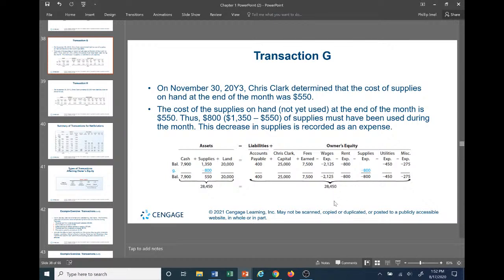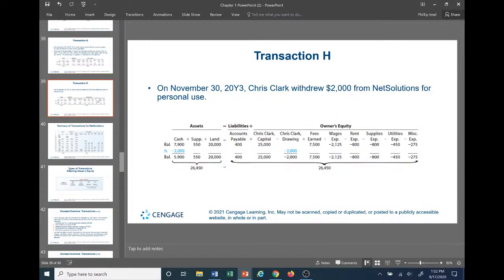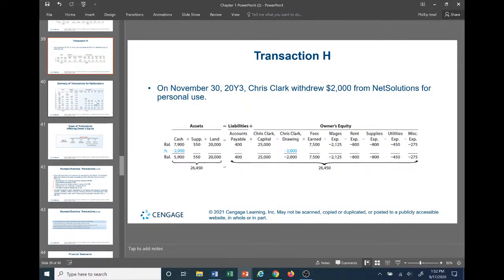Make sense? Let's look at one last transaction. Transaction H. On November 30th, 2003, Chris Clark withdrew $2,000 from Net Solutions for personal use. Remember, it's his money. He's an owner. He can make a drawing. When an owner makes a withdrawal from an account, it's known as a drawing. Okay. So obviously, if Chris Clark is withdrawing $2,000 from Net Solutions for personal use, obviously, if he's pulling money out, cash is an asset. So therefore, on the left side of our equation, assets, cash has to be decreased by $2,000 because he's pulling it out.